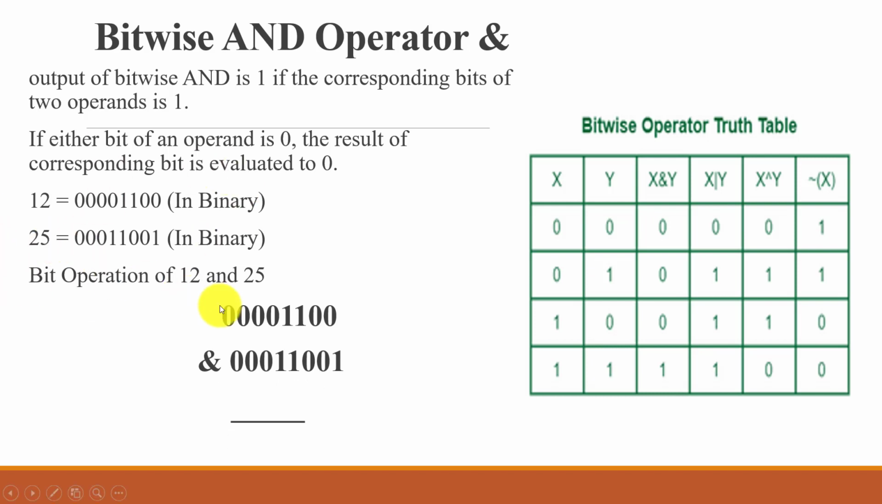Now we're going to check the corresponding bits of these two binary numbers. That's why it is called a bitwise operator. According to our truth table, if there is a 1 and 1, then we get the output 1. Here the corresponding bits that are 1 and 1 give 1, and the rest of the bits are 0. So the result of 12 AND 25 is decimal 8.